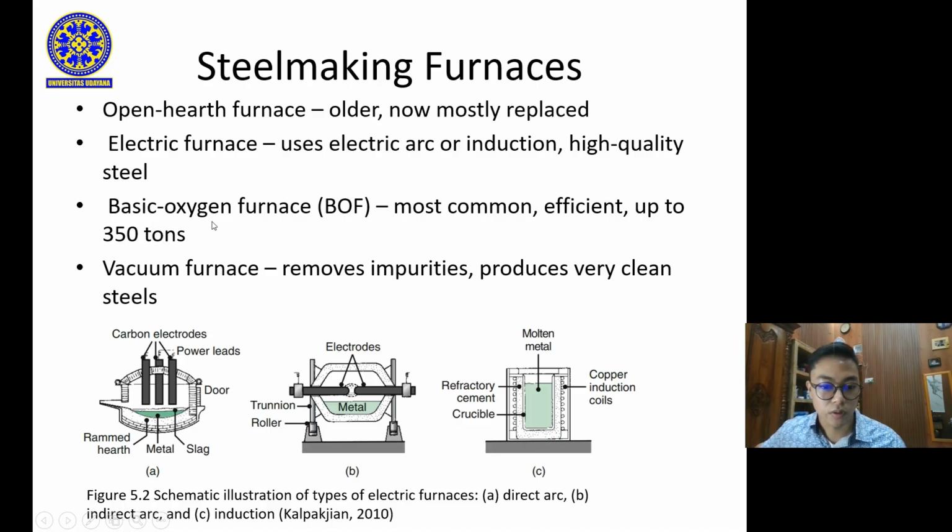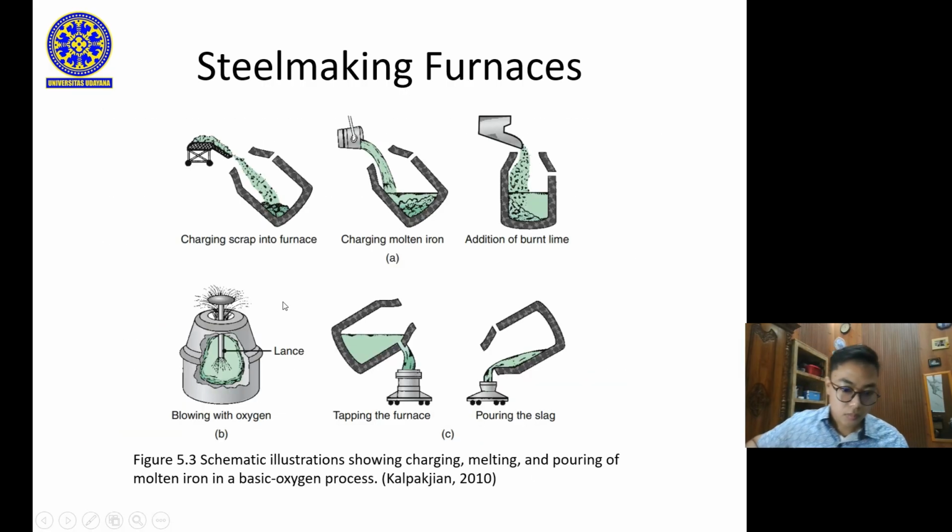The basic oxygen furnace, or BOF, is the most common method. It is efficient and can produce up to 350 tons. And the last is the vacuum furnace. It removes impurities and produces very clean steels. And this is the illustration of the basic oxygen furnace. It has the charging, melting, and the pouring of the molten iron.